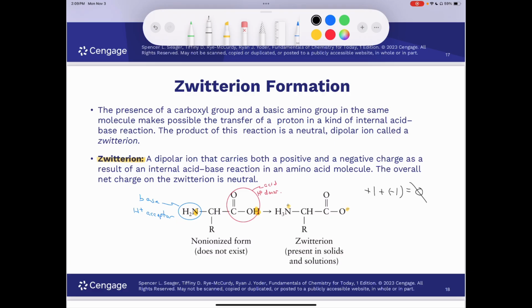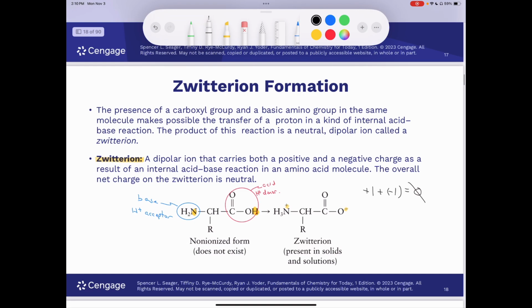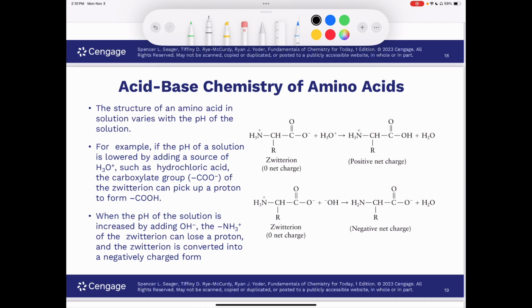And it says here that the zwitterion is actually what is present in solids and in solution. So amino acids at physiological pH, which is around 7.35 to 7.45, are going to exist in their zwitterion form because at physiological pH, it's going to be basic enough to deprotonate, or to remove the H plus ion from the carboxyl group, and it's going to be acidic enough to add the H plus ion to the nitrogen. So acid-base chemistry is what I was just discussing.